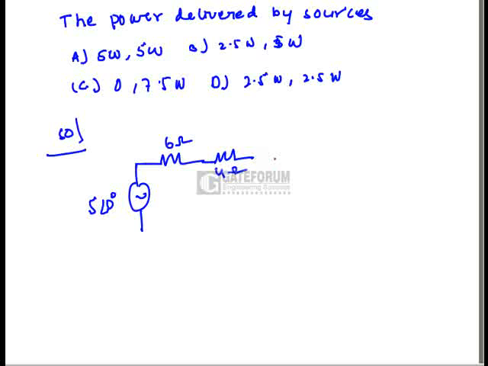So I am writing 4 ohm here, and the source voltage is divided by 2, that means 10 at an angle minus 60 degrees. So this is the equivalent circuit. Now the next thing is we have to find out the current.